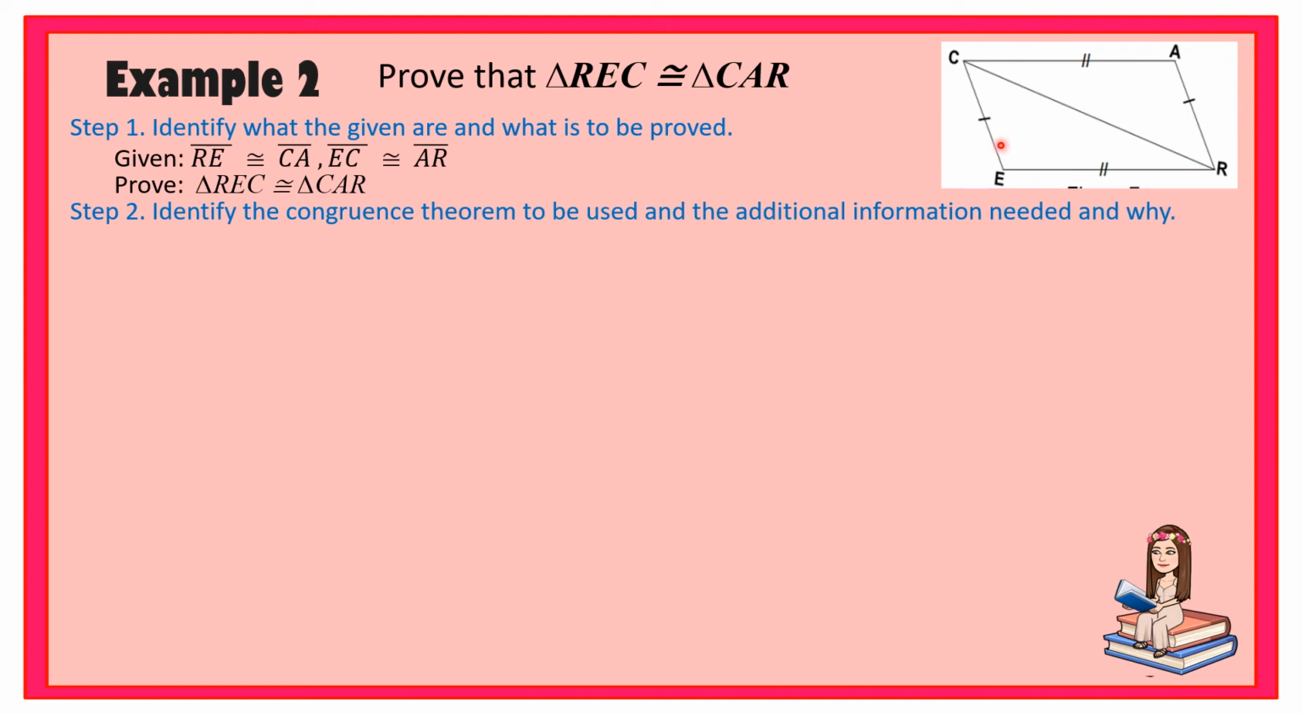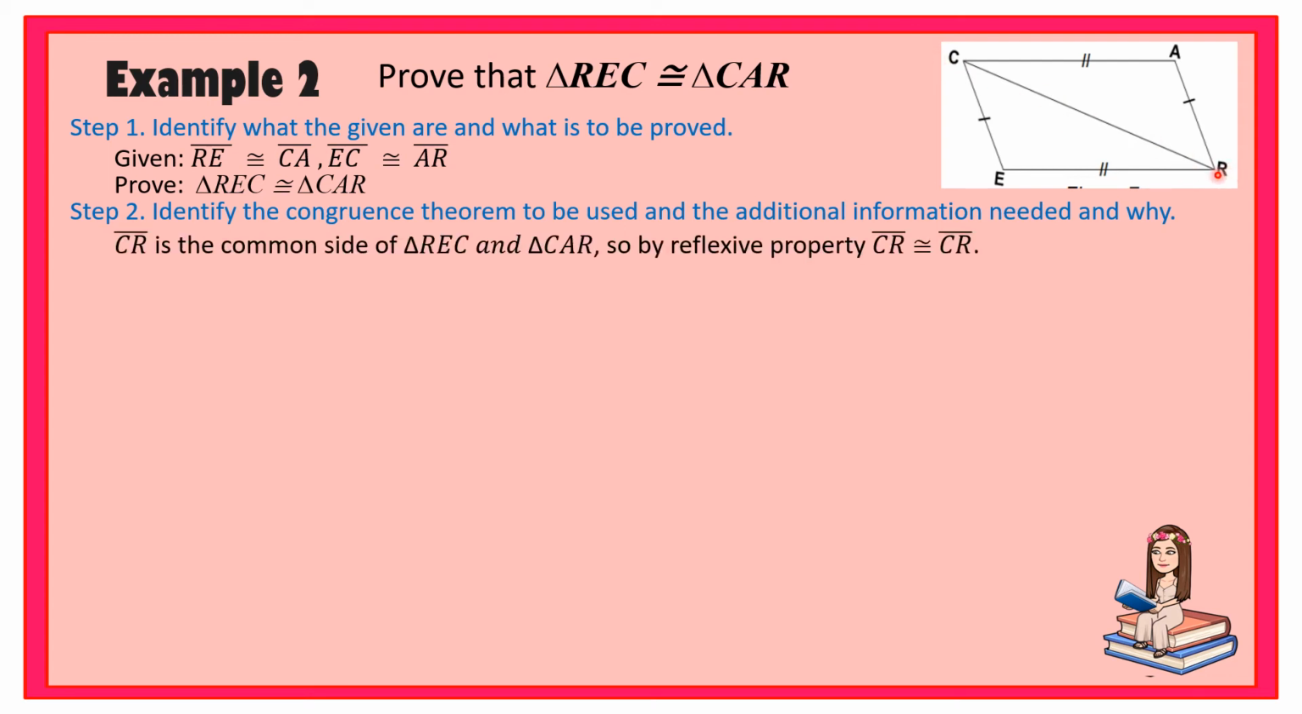Let's do it. Second step, identify the congruence theorem to be used. Okay, planuhin. Meron na akong dalawang side. Kulang na lang ako ng isang item. It's either angle or side. But from the image, ano ba yung pwede kong masabi na congruent? Can I have an angle to be congruent? Wala akong symbol eh. Can I have a side to be congruent? Yes. Kasi dito, it's very obvious that CR is congruent to CR. Okay, now, I can say on step 2 that CR is the common side of REC and CAR. So, by reflexive property, pwede kong gamitin that CR is equal to CR.